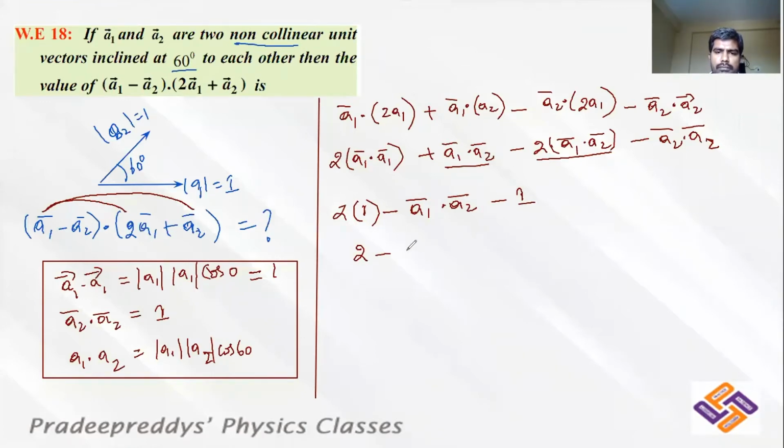Now A1 dot A2 is the magnitude of A1, which is 1, times the magnitude of A2, which is 1, times cos 60, and cos 60 is equal to 1 by 2. So this gives 2 minus 1 by 2 minus 1. 2 minus 1 is 1, and then minus 1 by 2. So the final answer is 1 by 2. The dot product of the given question is equal to 1 by 2.